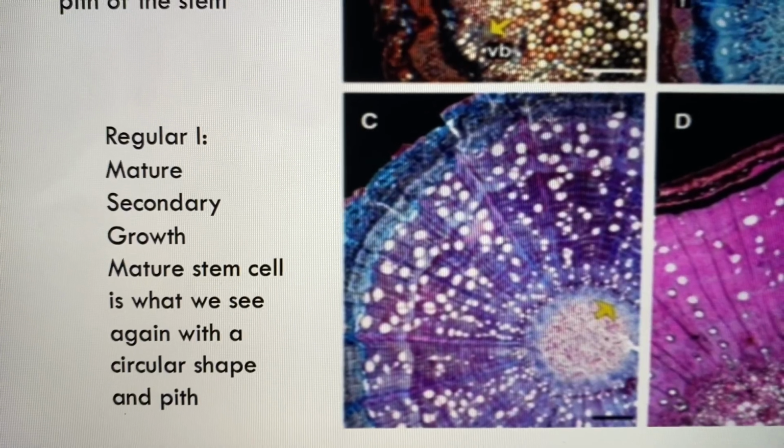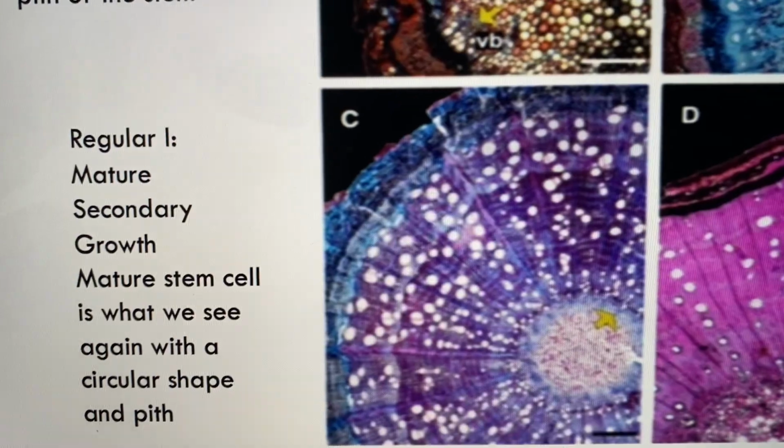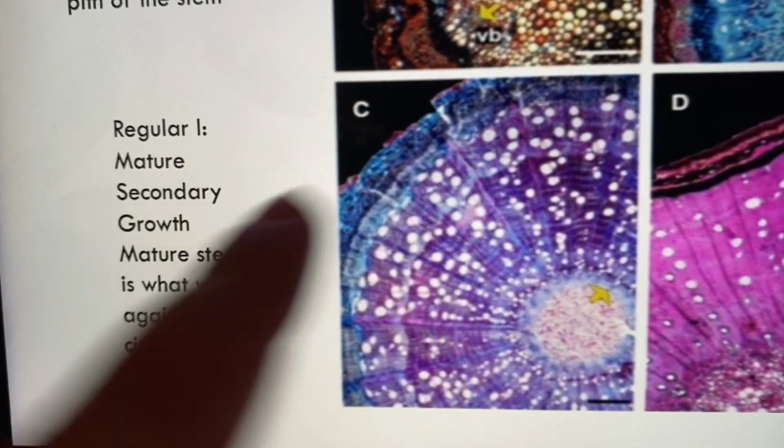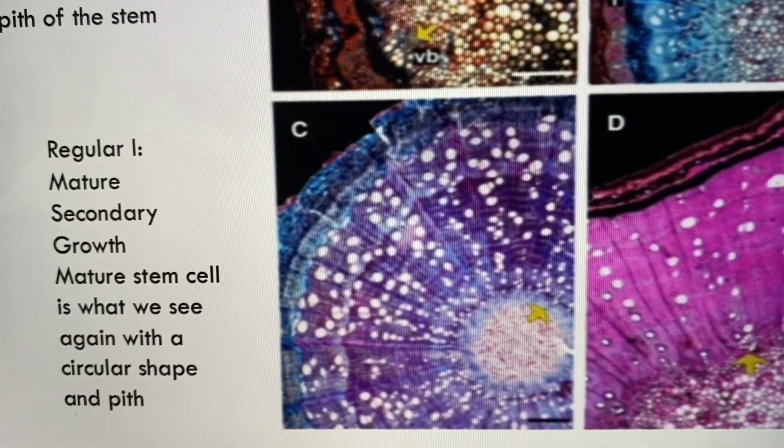Then we're going to move to regular one, mature secondary growth. There was secondary growth that was matured stem cells, and what we see would be the circular shapes of the pith. As you can see, the circles are bigger in this one as well as part A, so we can see that this is showing the pith.